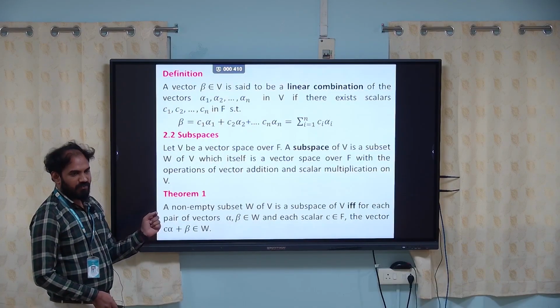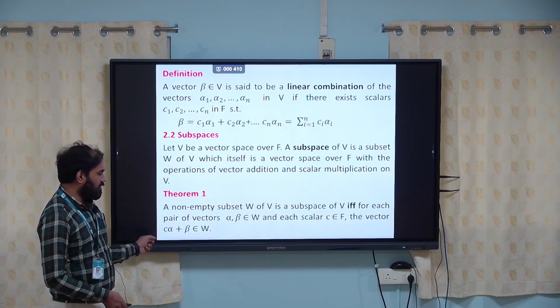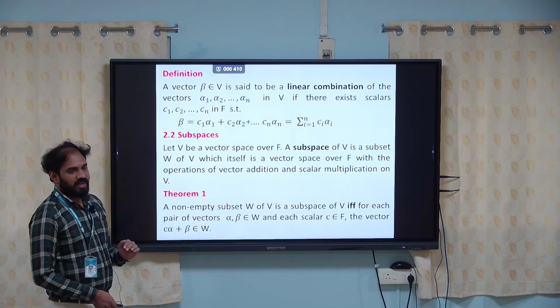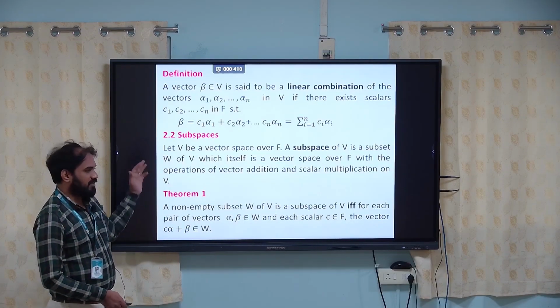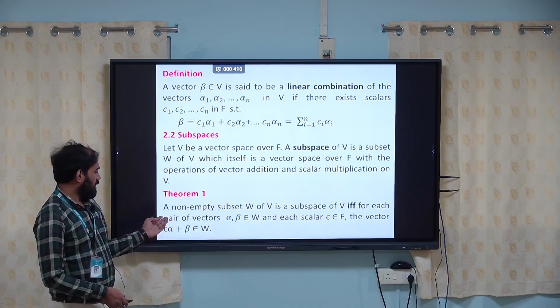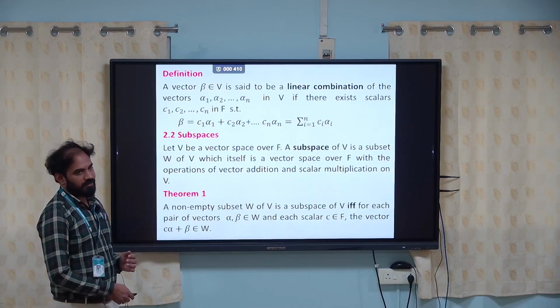This means it is enough to check only this one condition; it is enough to check all the other conditions of the vector space. That means if this condition holds, it is a subspace of V.